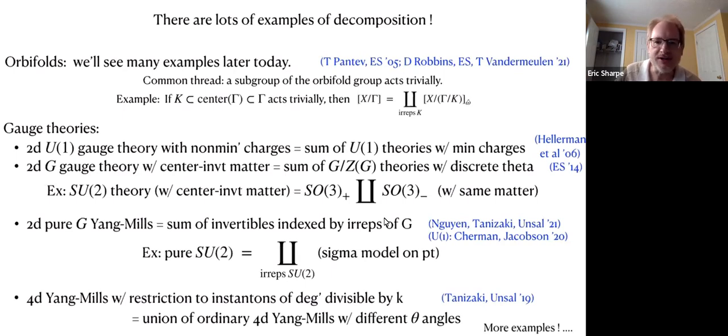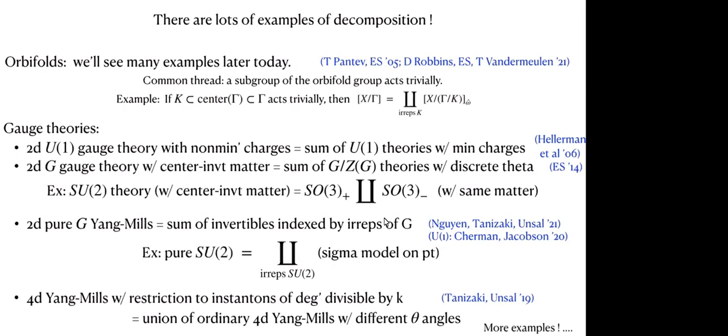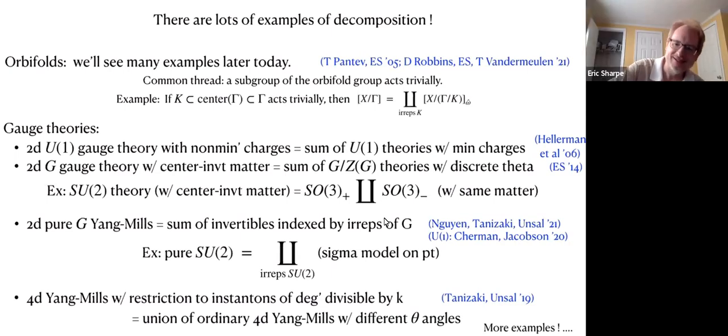Sorry, was there a question? What do you mean by sigma models on points? So is the target space a point or something? Yes. It's a completely trivial theory. It has a vacuum and no other, the only state is the vacuum. So this is what Dan Freed refers to as an example of an invertible field theory.